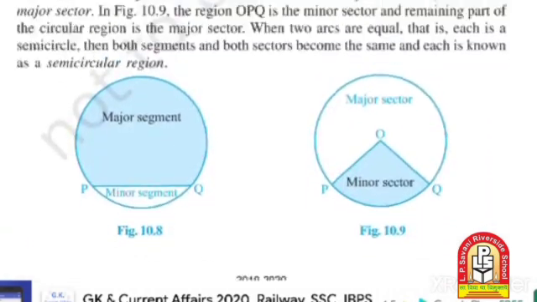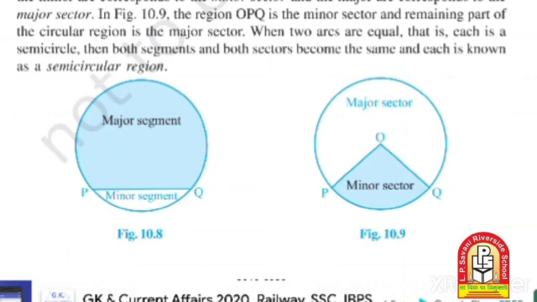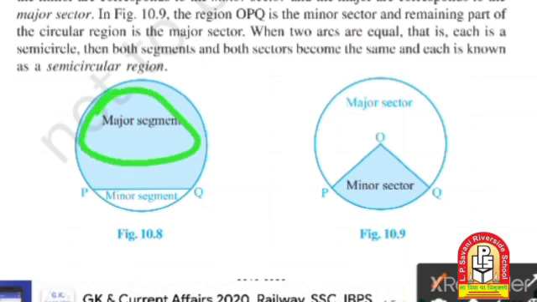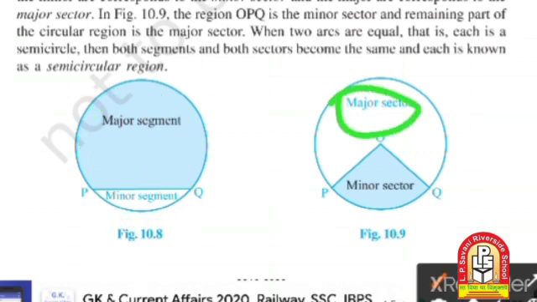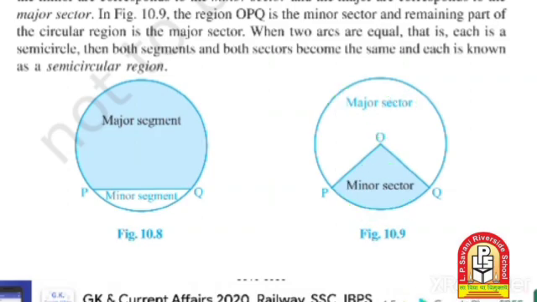You can observe, and then after here the major segment and minor segment region. So first of all, what is the major region? Here the major segment of the part is in between the major region. So here OPQ is the minor sector and the remaining part of the circle region is the major sector. The upper part is known as the major segment and the lower part is known as the minor segment. So here one major segment is there and one minor segment is there.